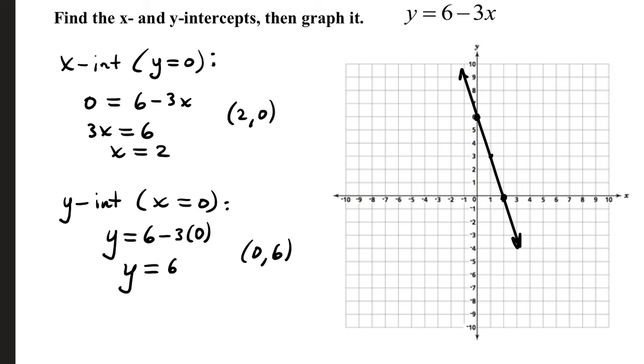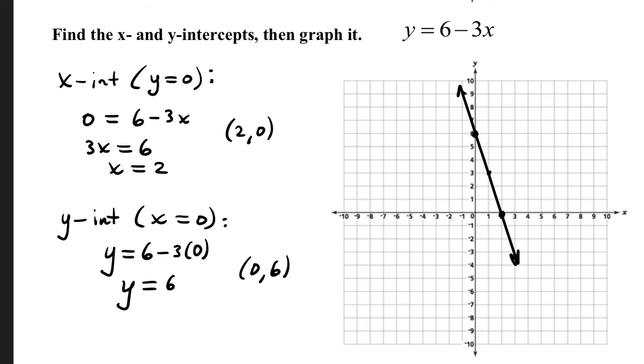Find the x and y-intercepts for this particular linear function. Y equals 6 minus 3x. This one also happens to be in slope-intercept form. It's just written backwards. Your y-intercept is 6. Your slope is negative 3. If you were to graph using slope-intercept, you would plot your first dot at 6, count down 3 over 1, connect those two dots.